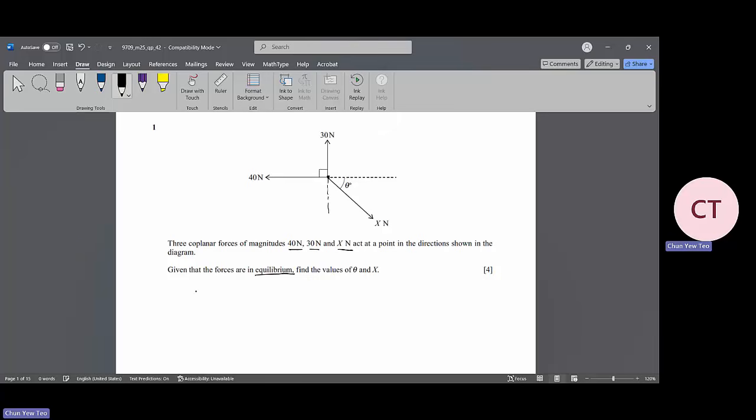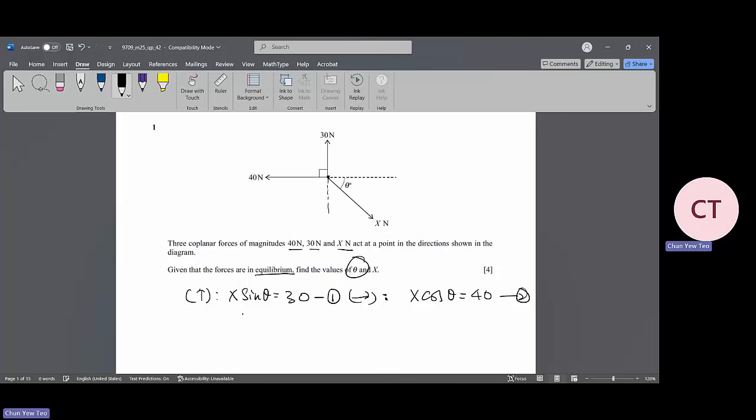So what we need to do is resolve the forces vertically. Then we will get 30 is equal to x sine theta. We also need to resolve the forces horizontally. So if I resolve the forces horizontally, I get x cos theta is equal to 40 Newton. Over here, maybe I just write x sine theta in front is equal to 30. I call this equation number 1, and this one equation number 2.